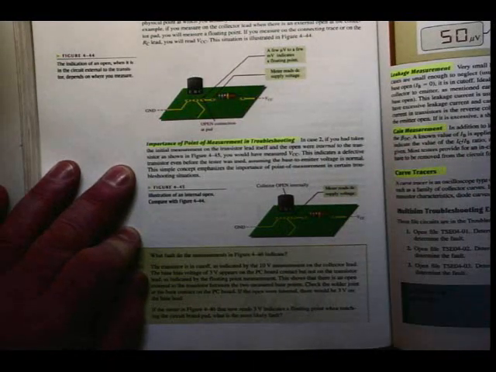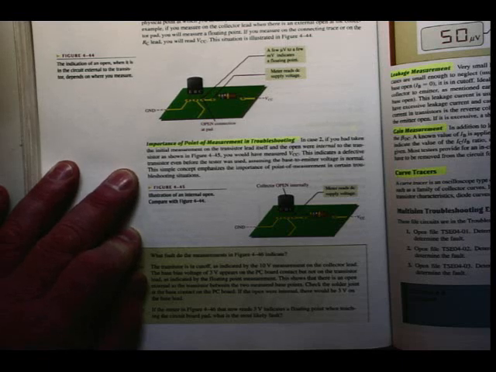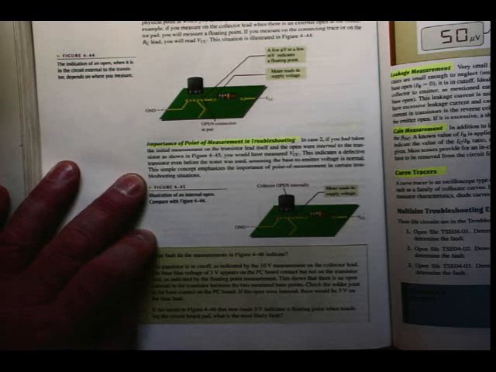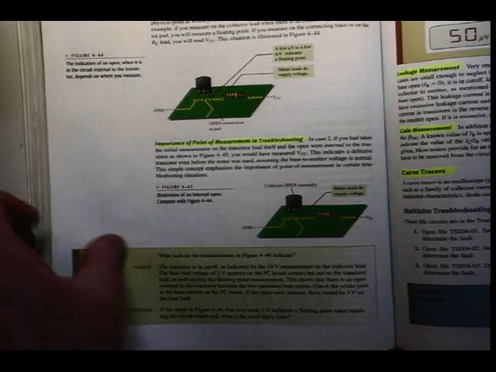All right, the importance of point of measurement in troubleshooting. In case 2, you had taken the initial measurement on the transistor lead itself, and the open was internal to the transistor shown in figure 4-45. You would have measured VCC. This indicates a defective transistor even before the tester was used, assuming the base to emitter voltage is normal. This simple concept emphasizes the importance of point of measurement in certain troubleshooting situations.